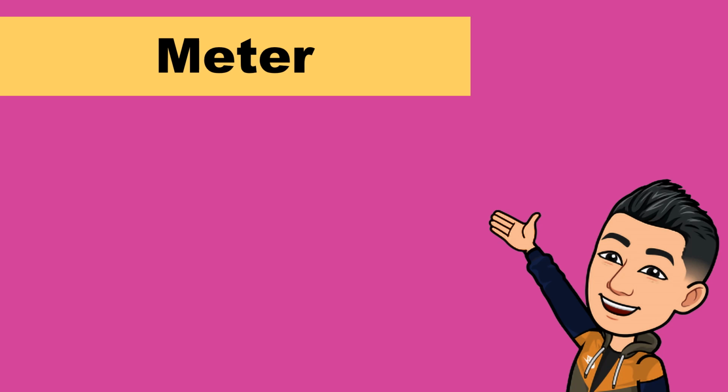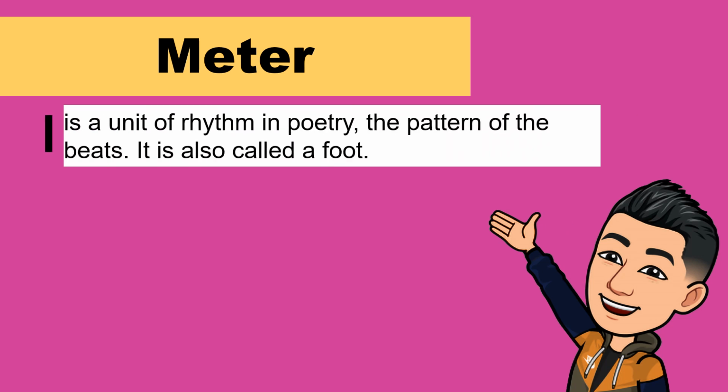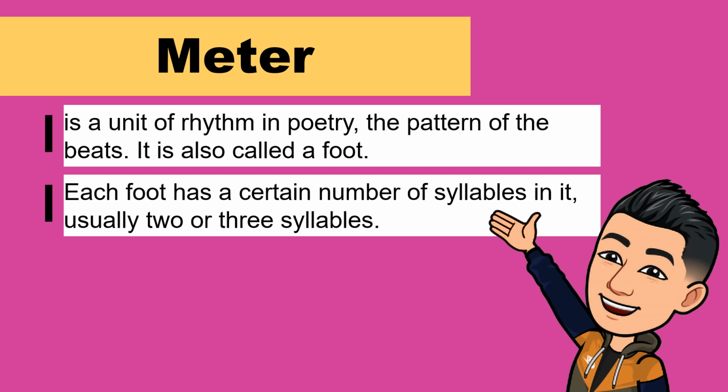Okay, so let's discuss what is meter. If there's anybody who can share their ideas, you are free to share your ideas. So meter is a unit of rhythm in poetry. The pattern of the beats, it is also called a foot. Each foot has a certain number of syllables in it, usually 2 or 3 syllables.